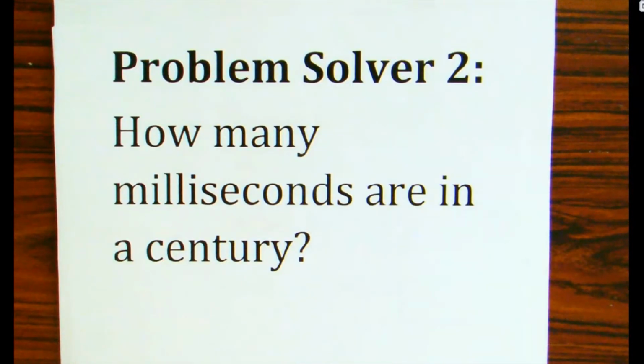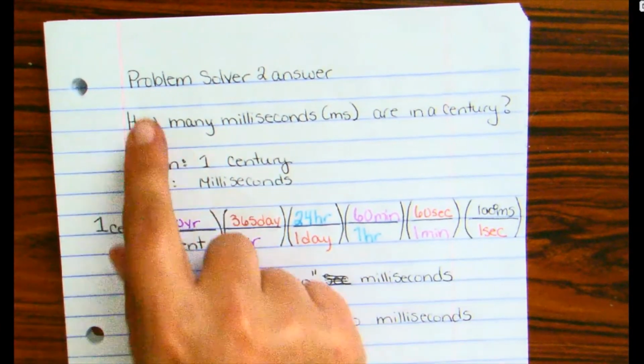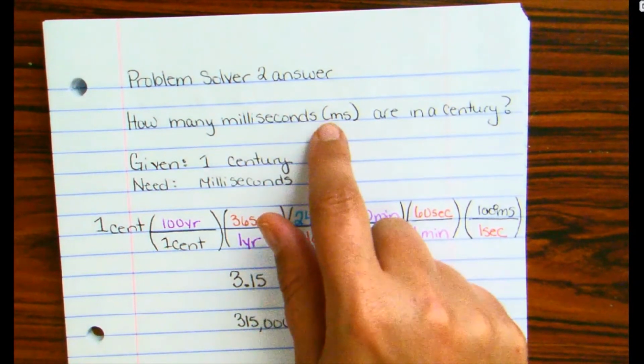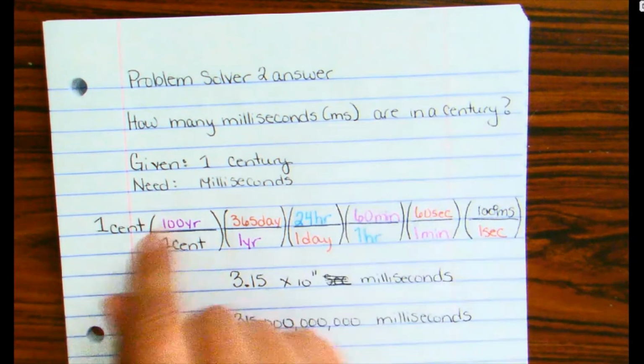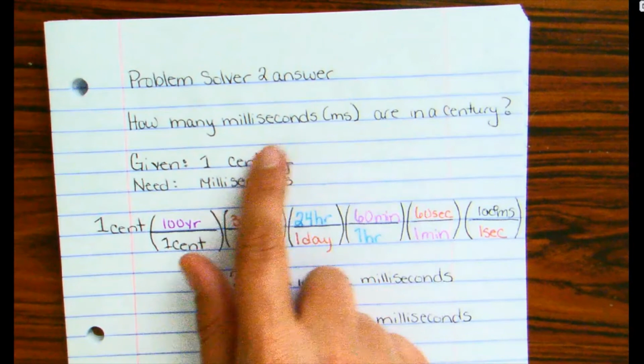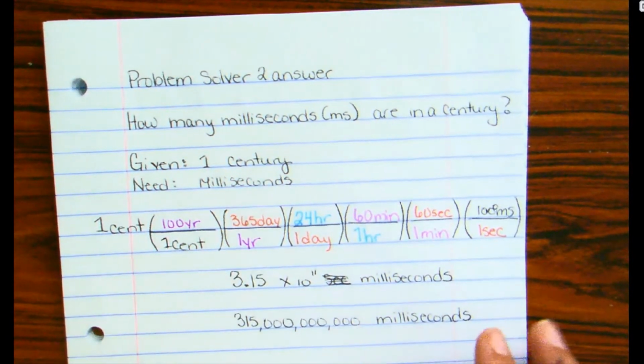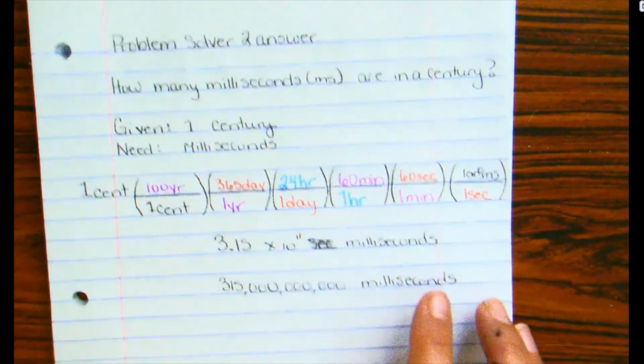Problem solver 2. Time for you to try another one. How many milliseconds are in a century? Okay, let's solve. How many milliseconds, or ms, are in a century? We're given 1 century, and you need milliseconds. So let's start our answer.